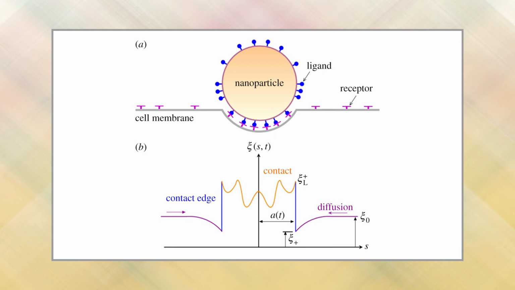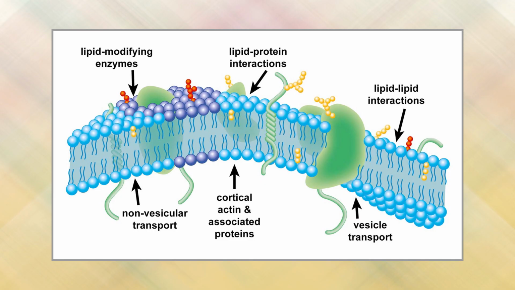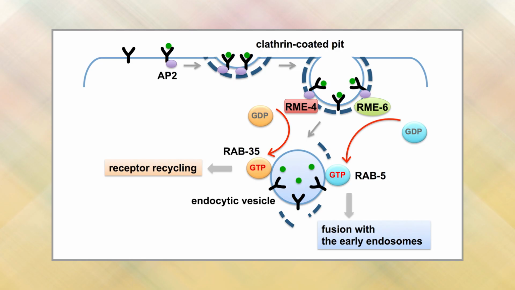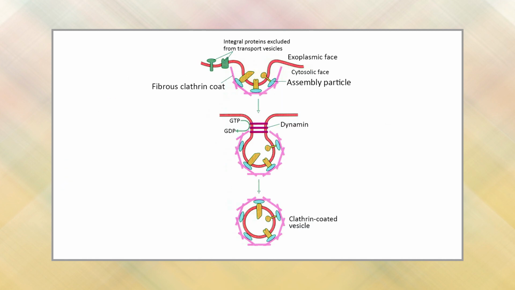Cells have receptors for the uptake of many different types of ligands, including hormones, growth factors, enzymes and blood-borne proteins carrying certain nutrients. Substances that enter the cell by means of receptor-mediated endocytosis become bound to receptors that are collected in specialized domains of the plasma membrane known as coated pits. Receptors are concentrated in coated pits at 10 to 20 times their level in the remainder of the plasma membrane. A coated pit invaginates into the cytoplasm and then pinches free of the plasma membrane to form coated vesicles.